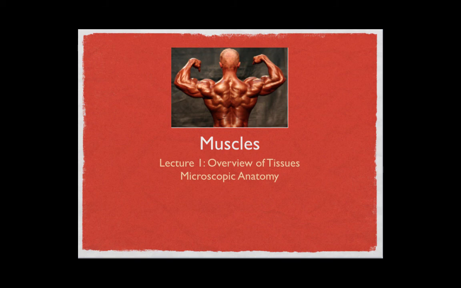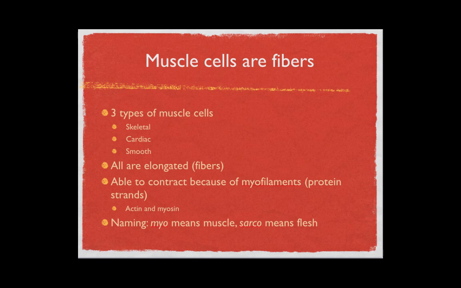In lecture 1 of the notes for the muscular system, I want to talk about two things pretty much. I want to talk about just an overview of the different types of muscle tissue and then also the microscopic anatomy of muscle cells. There are three different types of muscle cell. There is skeletal muscle, which is the muscle attached to your skeletal system, the muscle that can move your bones. You also have cardiac muscle, that's the muscle that makes up your heart, and smooth muscle, which makes up the lining of many of your internal organs and blood vessels.